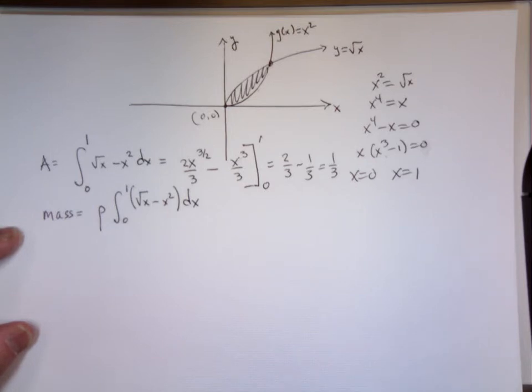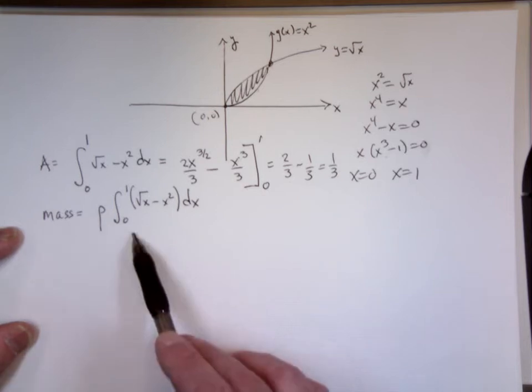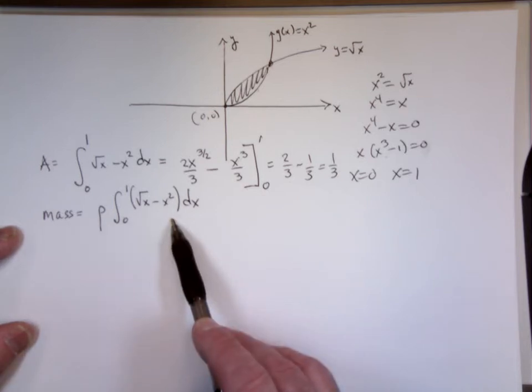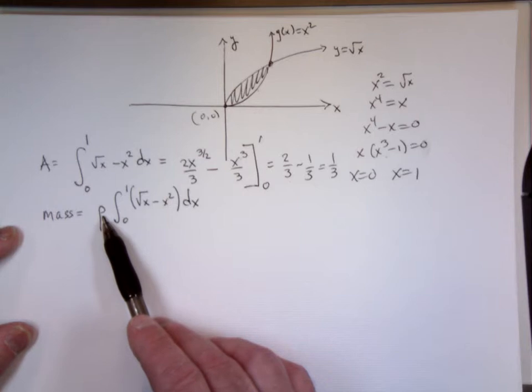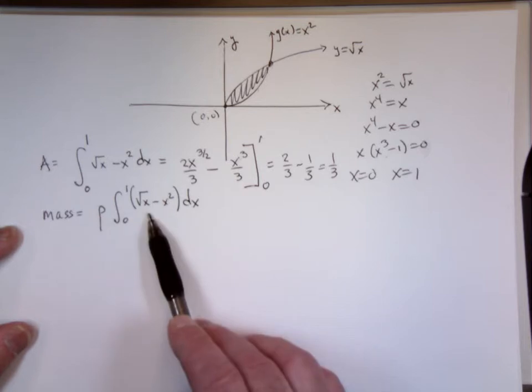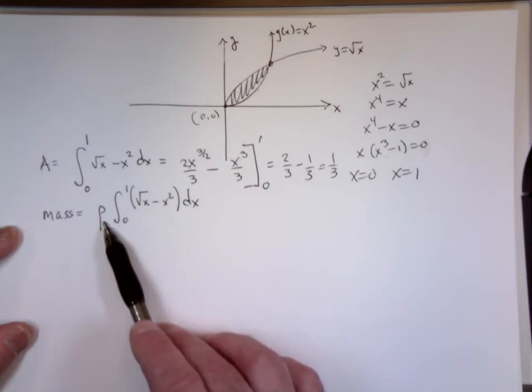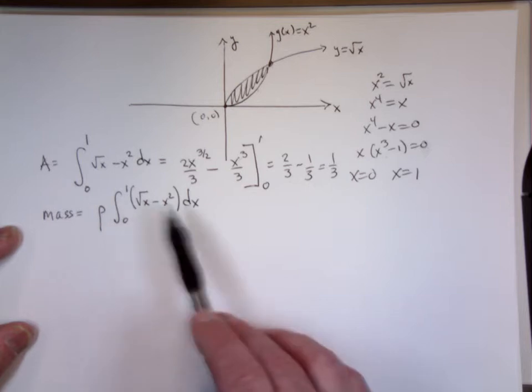Got it? Okay. The mass would be the density times the area. What's rho? This is rho, a density function. Think of this as, for example, grams per square centimeter. The area gives you square centimeters. This gives you grams per square centimeter. Unit kind of? Yes, yeah.